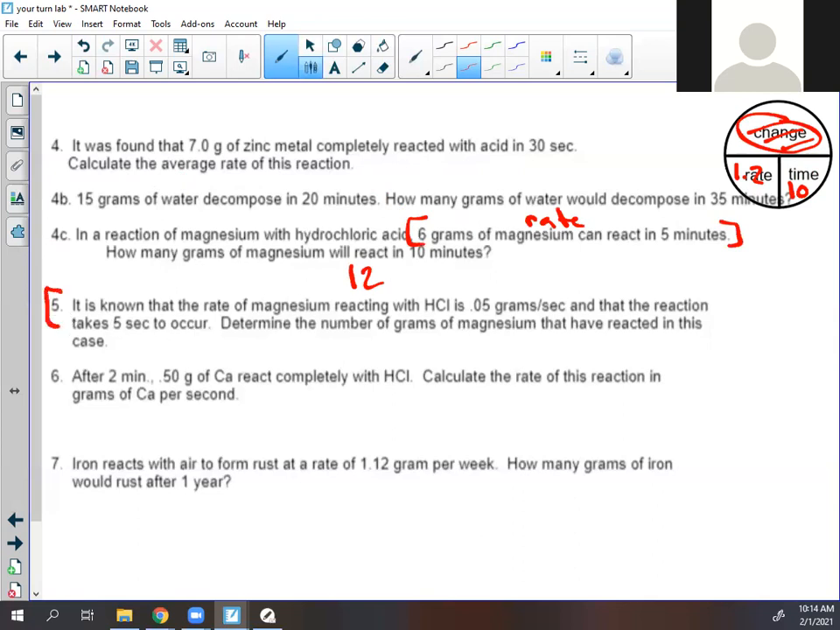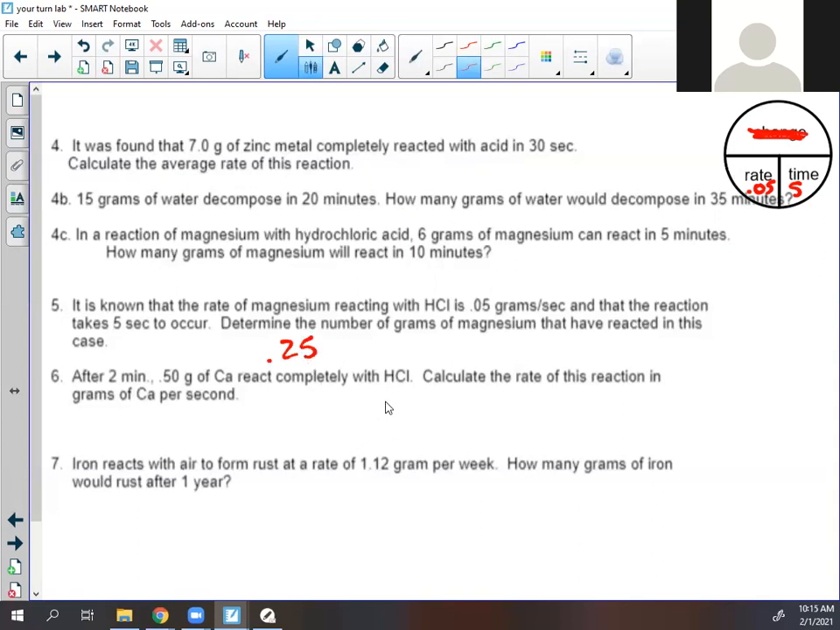Then number 5. It is known that the rate of magnesium reacting with hydrochloric acid is 0.05. That's nice, it just gives it to me. The rate is 0.05. And that the reaction takes 5 seconds to occur. Determine the number of grams that have reacted in this case. So it's just these two multiplied by each other. If it asks for how many grams, that's the change. So 0.05 times 5 is 0.25.